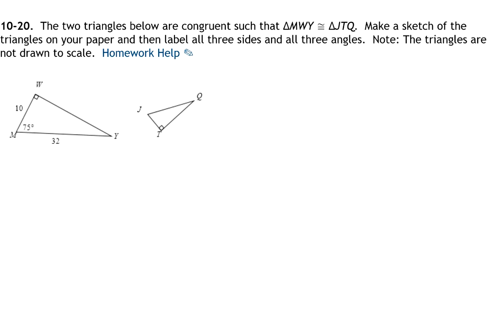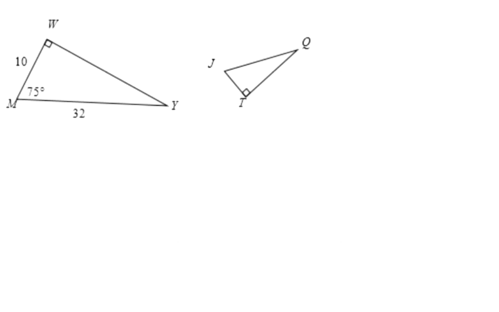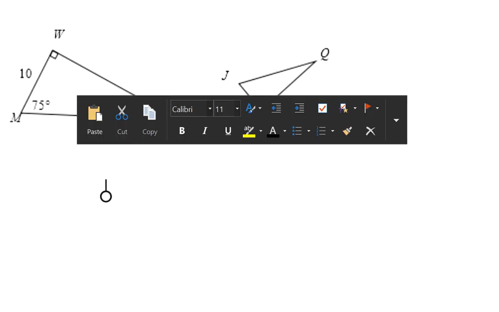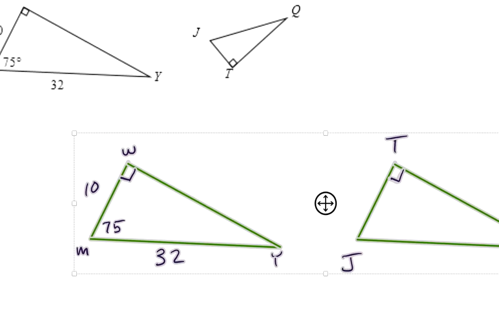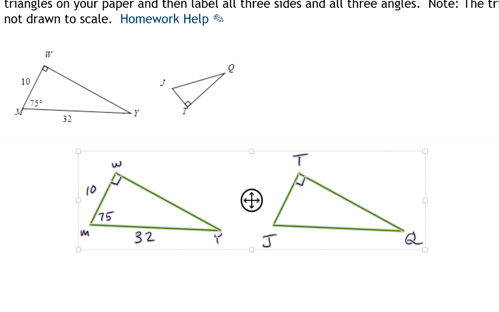Obviously, if two triangles are congruent, they have to be both the same shape, right? But then congruency also forces them to be the same size, so same shape and same size. So I'm going to enlarge this a little bit, and I should be able to paste it. Yeah, here's a nice image. What I've done is I've taken the triangle JTQ and I've rotated it and flipped it so that it matches up with the other one.